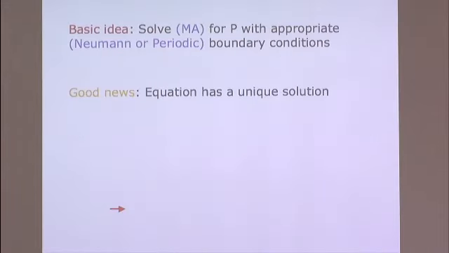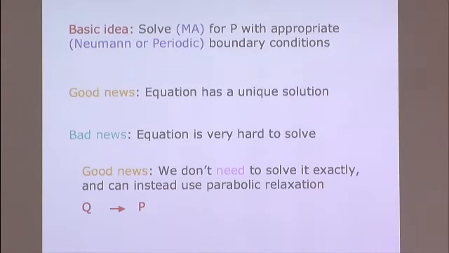So the basic idea is that to generate the mesh, once we know m, we solve this problem, and there's the good news. The equation has a unique solution. The bad news is it's a very, very hard equation to solve. Now the good news is that we don't need to solve it. Why do we not need to solve it? We are interested in computing the climate or the weather and so on. I don't give a damn about computing the mesh particularly accurately.